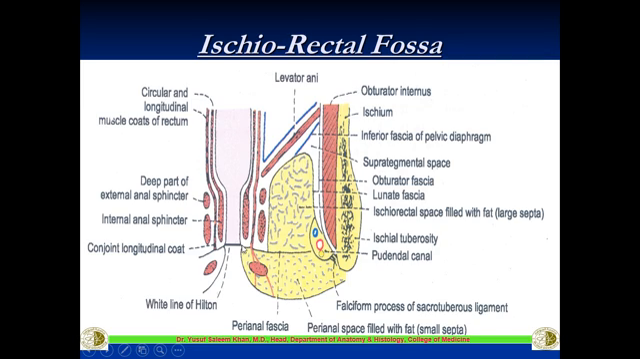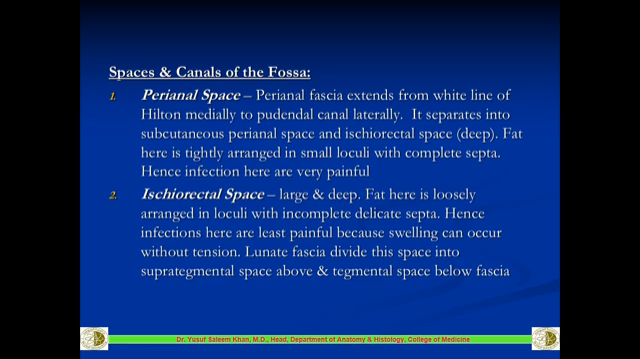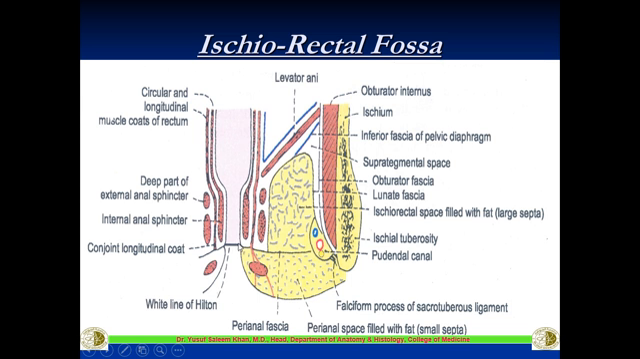So from the lateral boundary of this white line of Hilton, there is a membrane which extends deep into the ischiorectal fossa. This is called the perianal fascia. So the perianal fascia extends from the white line of Hilton medially to the pudendal canal laterally. So it extends medially from the white line of Hilton all the way up to a canal here, which is again within the ischiorectal fossa. This is called the pudendal canal. A very important canal which is present in the ischiorectal fossa is called the pudendal canal.